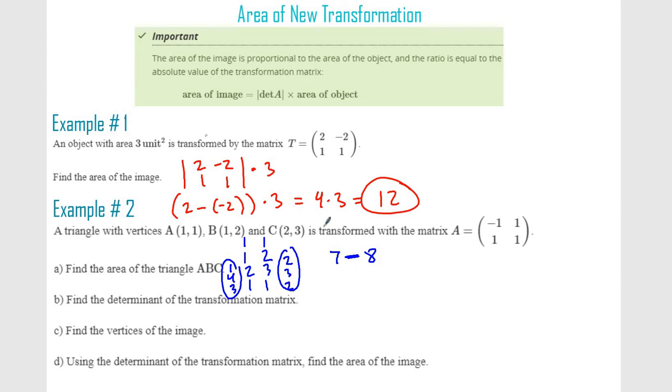Did I mess that up? I guess I flipped that because it's supposed to be positive. So 8 minus 7, the area is 1. Okay. Oh, yeah, we got it. That's what it is. We don't flip it that way. We divide it by 2. Okay. So that's the area.